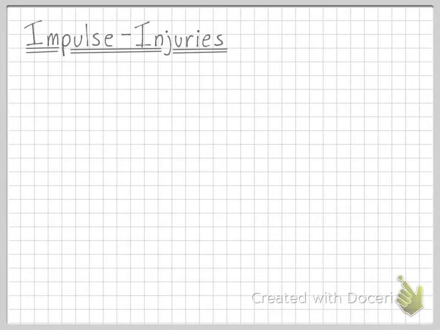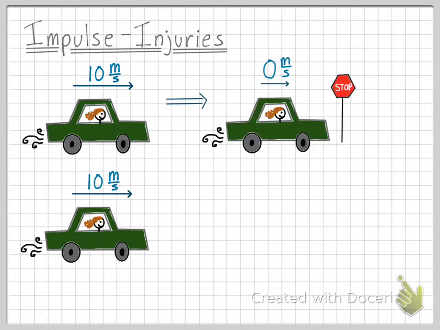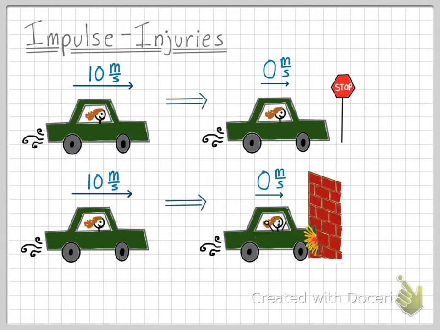So this video discusses how we can use the ideas of impulse to explain why certain circumstances result in injury and others do not. So let's assume that we have two identical cars traveling at 10 meters per second. The first car comes to a stop by slowly applying the brakes of their car, much like what you would do if you were approaching a stop sign. And the second car comes to a stop by unfortunately slamming into a brick wall.